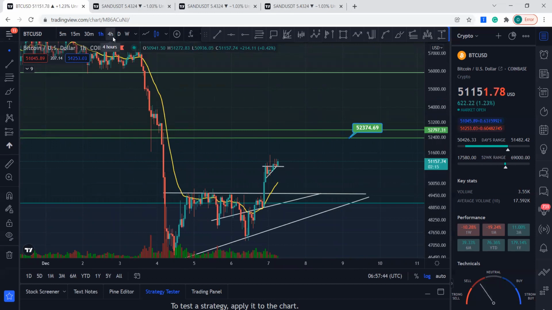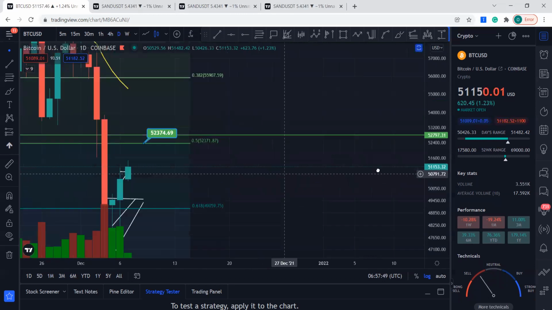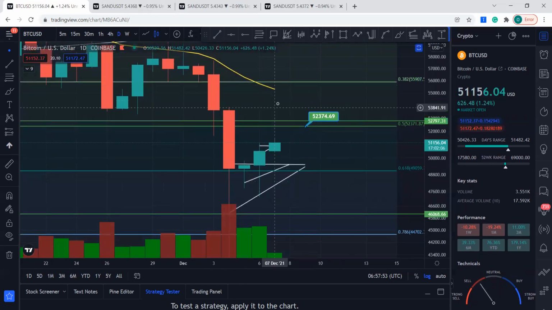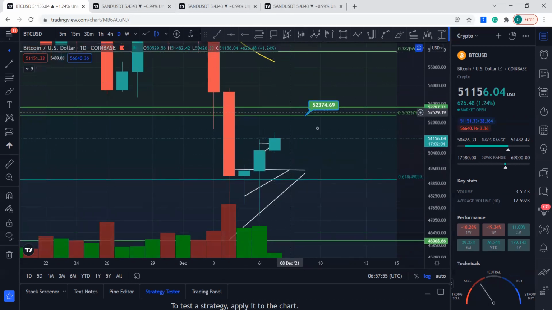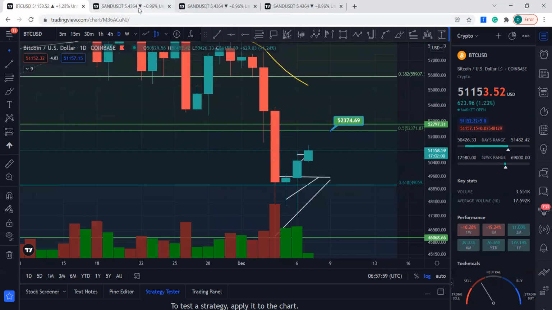Now let me show you that in the daily really quick. In the daily, you can see that the 20 moving average is further away. So chances are we might just try to get to that 20 moving average. Okay, now let's cover Sand.